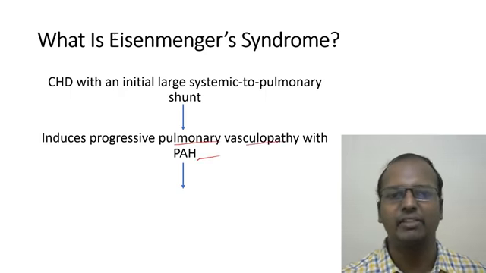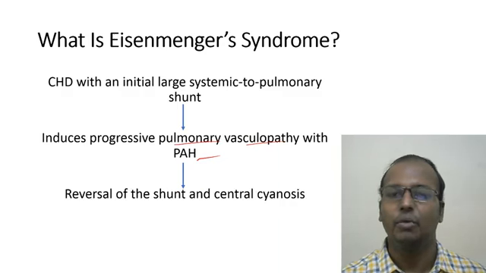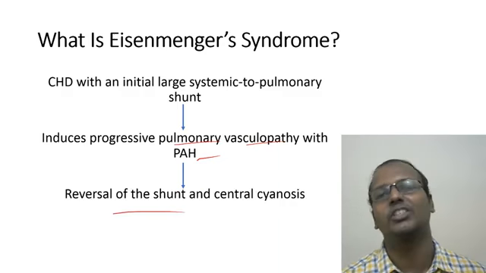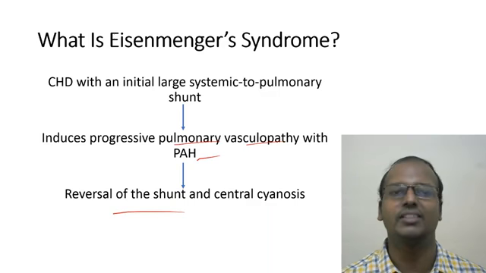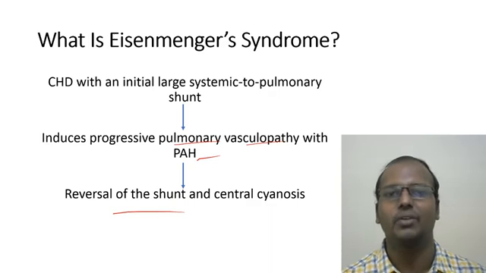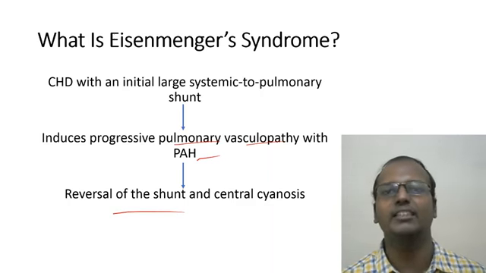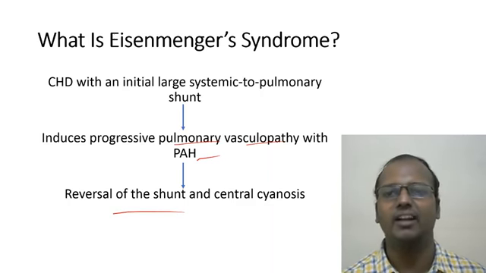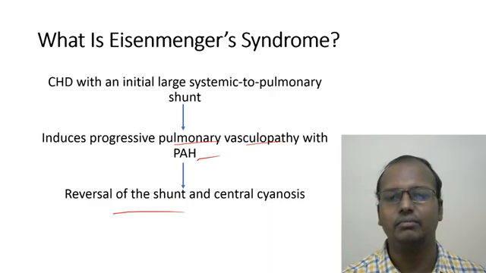Gradually, the pressure in the pulmonary artery will increase, becoming more than systemic circulation, and that will lead to reversal of shunt and central cyanosis. This is called Eisenmenger syndrome. Initially there will be a left-right shunt which changes into a right-left shunt as the pulmonary hypertension develops. That is called Eisenmenger syndrome.